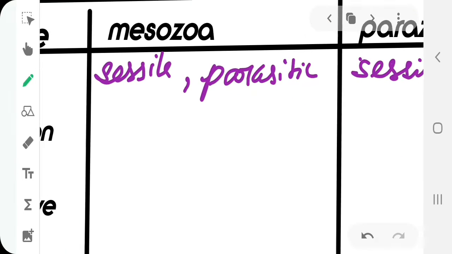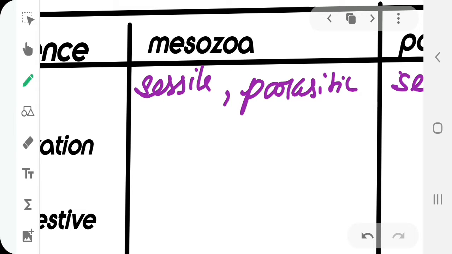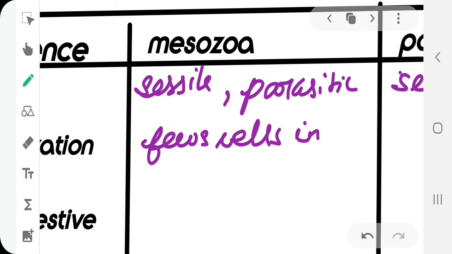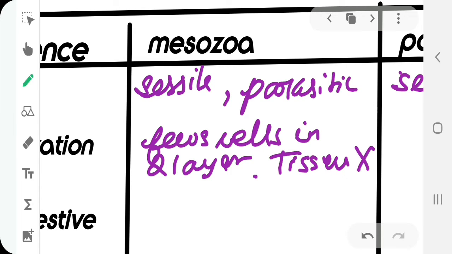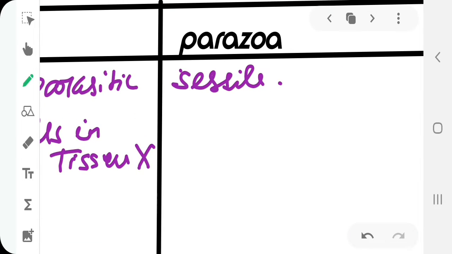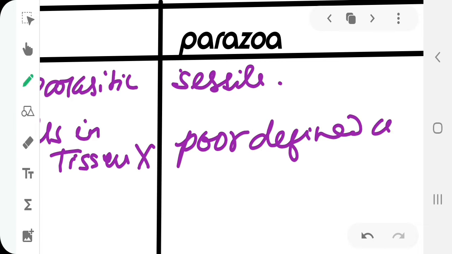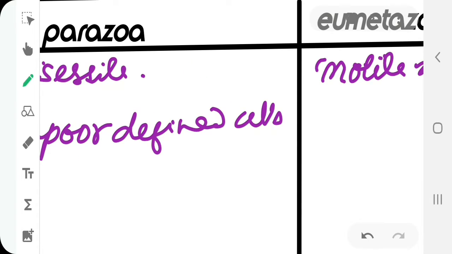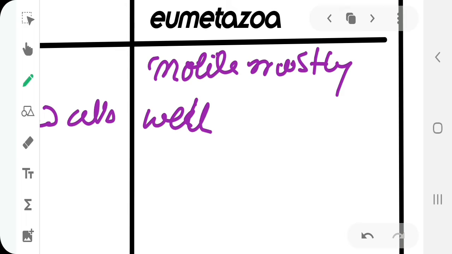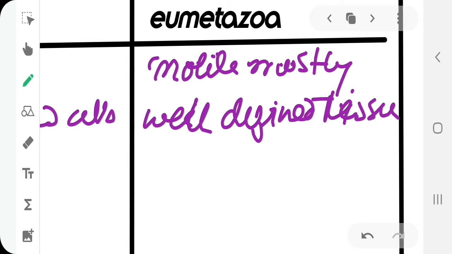Now the cellular organization in Mesozoa. Now they lack the tissues that is supposed to be there, but they are going to be having few cells in two layers. So not that they don't have more than one cell, they are not unicellular, but they have few cells and those are arranged in form of two layers. Tissues are absent. Whereas parazoa have poorly defined cells arranged in a group to form the structure of the parazoa. Whereas Eumetazoa have well defined cells which are arranged in proper tissues and then organs and organ systems. So they have well defined tissues.